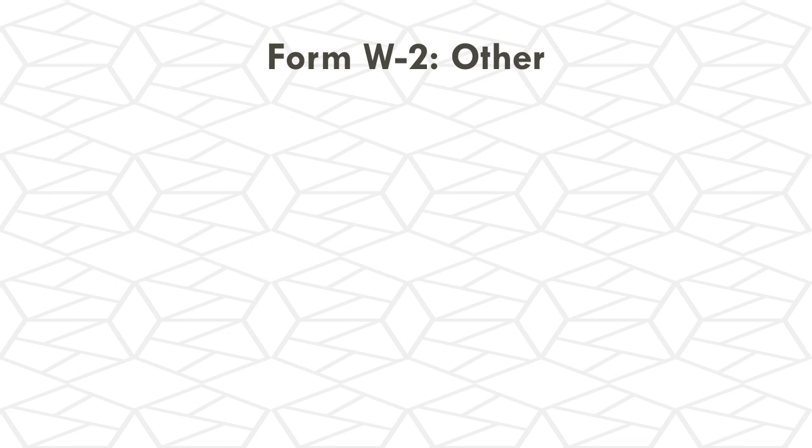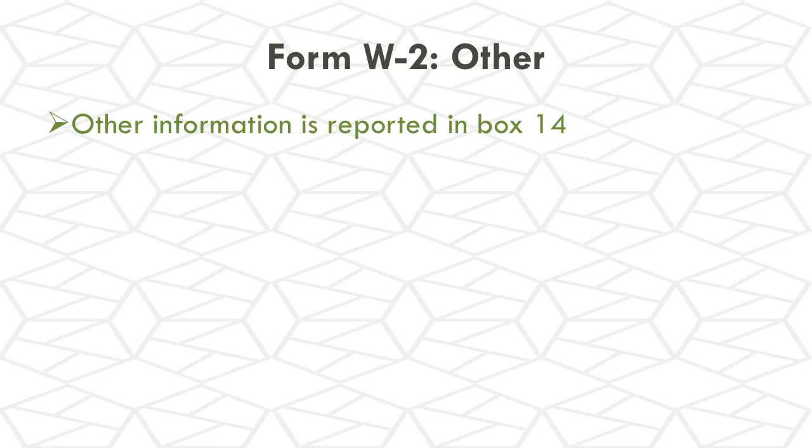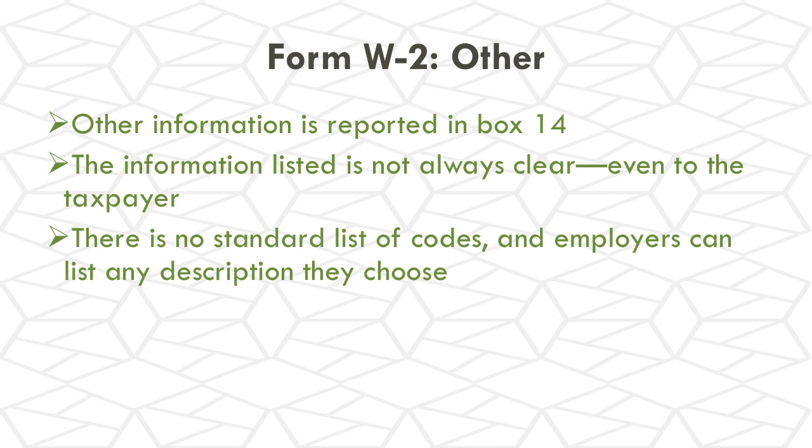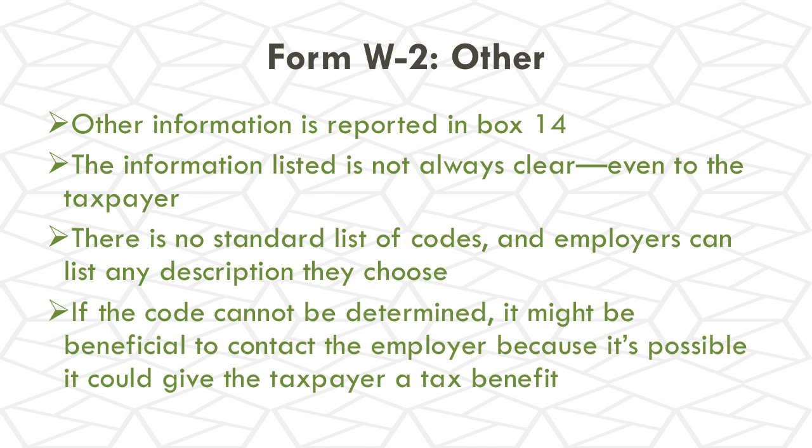The next box, box 14, is going to list other various information reported by the employer. Okay? The information listed here is not always clear, even to the taxpayer. There's no standard list of codes, and employers can really list any description that they choose. If the code can't be determined, it might be beneficial to contact the employer because it's possible that it could give the taxpayer a tax benefit. For example, sometimes an employer might list an amount contributed to a specific retirement account here that might make the taxpayer eligible for a tax credit. So it's really important to determine what those codes mean.